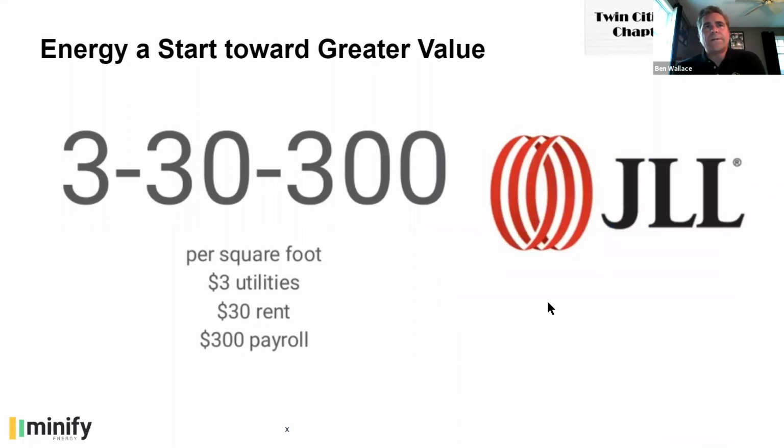And while we are focused on energy, I think most of you may be familiar with the 3-30-300 model made popular by JLL, that essentially says buildings spend an average of $3 per square foot per year on energy and utilities, $30 a square foot on rent and facility, and $300 a year on the people within that building.